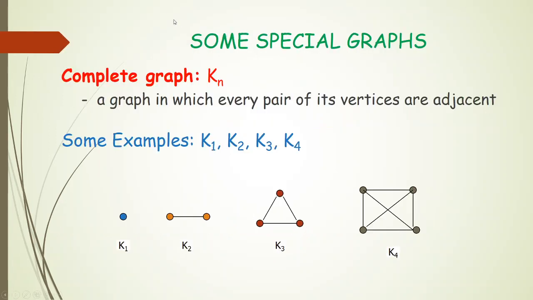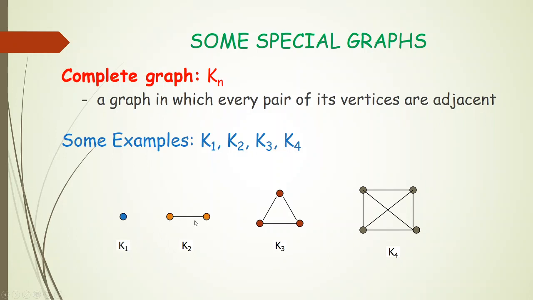And then let's also cover some special graphs. You have the complete graph. These are very common graphs, graphs that you will always encounter. One is a complete graph. This is a graph in which every pair of vertices are adjacent. So your trivial graph is actually a complete graph because this will satisfy the definition of a complete graph.